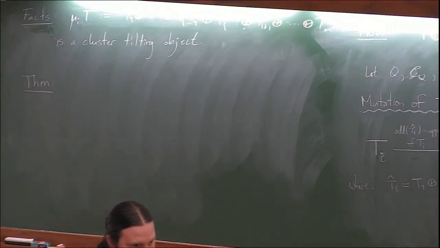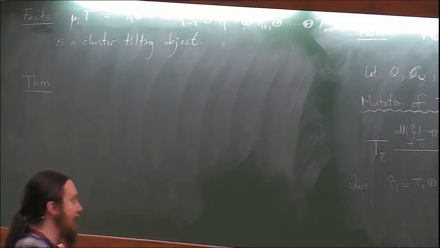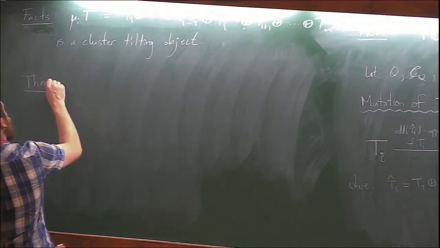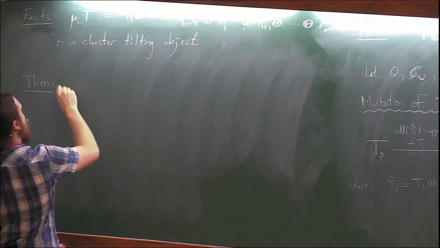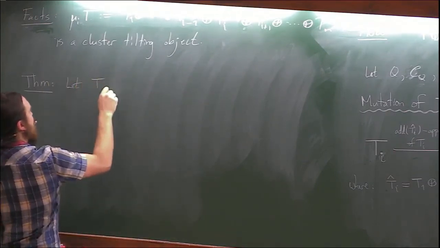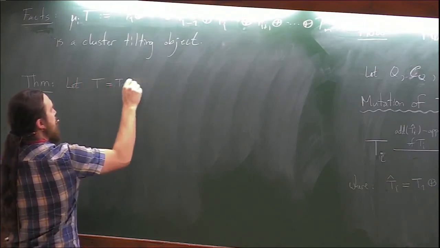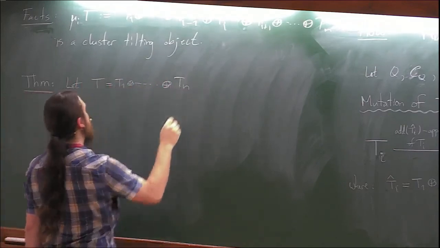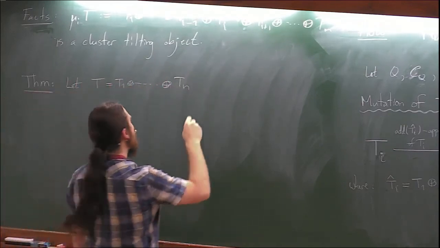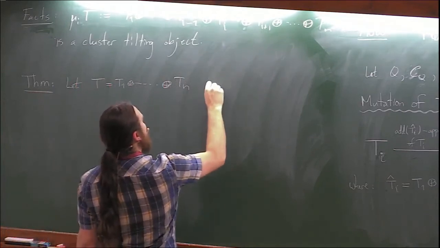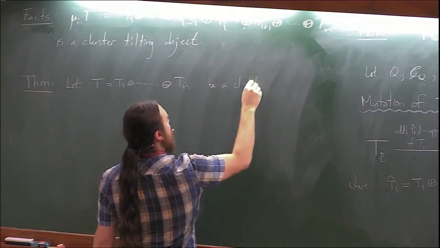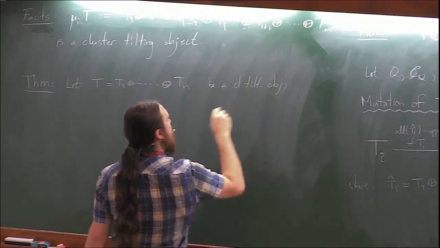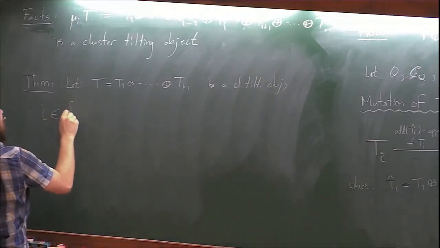apply the cluster character, it's going to be the same as applying the cluster character, looking at your cluster variable and mutating it. Yes. So how am I going to state this? I'm going to say that let T be a cluster tilting object. Sorry, I'm writing small again. I'll write bigger. Be a cluster tilting object. I choose an index I.